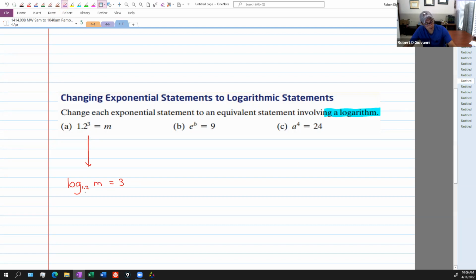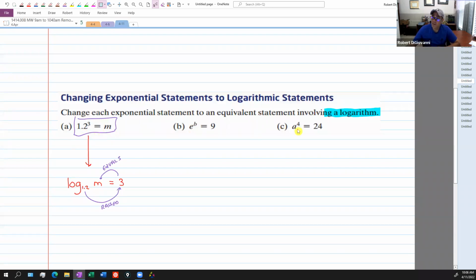Double check. 1.2 raised to this equals m. Is that the equation right there? 1.2 raised to the third equals m. So what's in red here is the logarithmic form of the equation above.